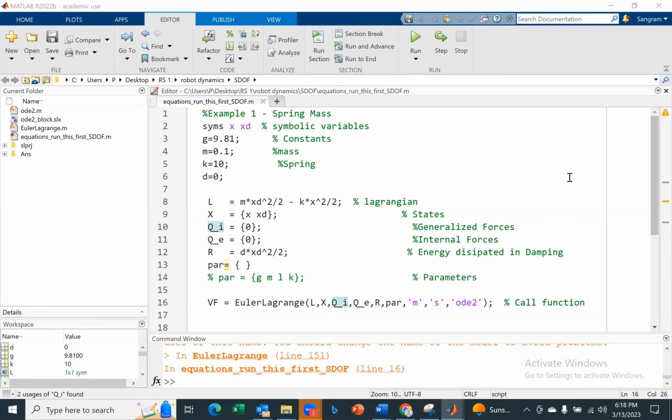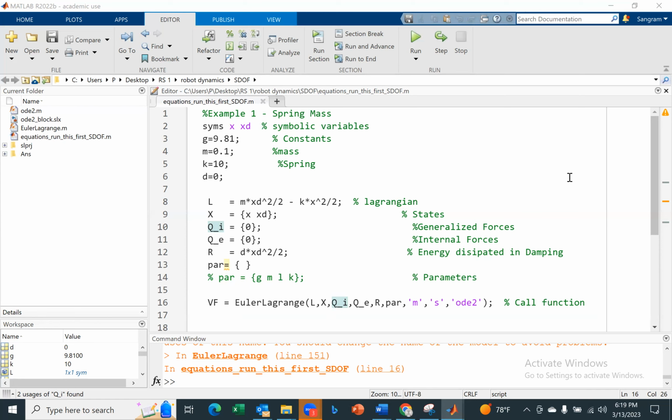Lagrangian is T minus V, where T is the kinetic energy and V is the potential energy. What is the kinetic energy? Check this out. Mass multiplied by x dot square by 2. Can you see? The kinetic energy is 1/2 mv square. Everyone okay with this? Next, minus. What is the potential energy? K x square by 2. Do you agree with me? So this is where you define the Lagrangian.